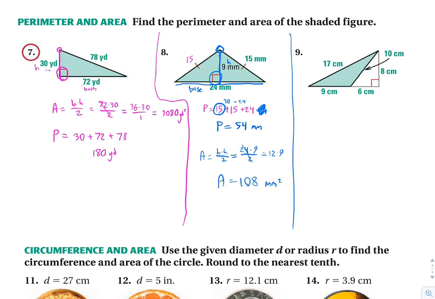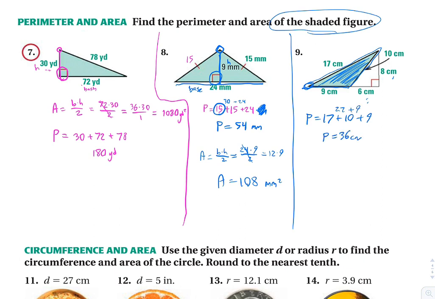And lastly, this one's a little more confusing. It says find the area of the shaded region, so it only wants this area. Okay, so the perimeter is only the exterior of that shape. So I'm going to start at one corner and go 17 plus 10 plus 9. I'm not going to use my 6 or my 8. So the perimeter is 17 plus 10 plus 9, or 27 plus 9, which is 36 centimeters.